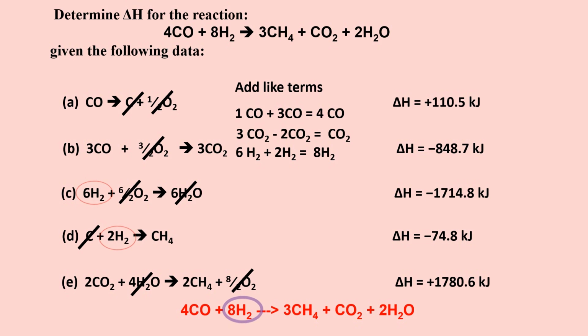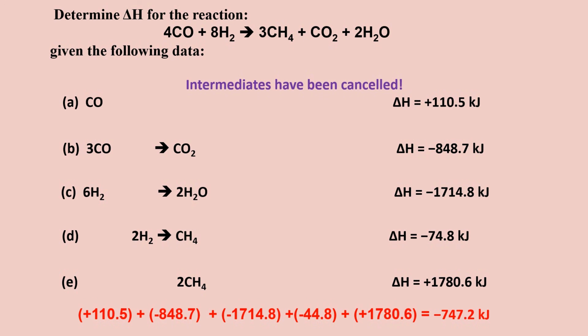Six moles of H2 plus 2 moles of H2 is equal to 8 moles of H2. And 1 mole of CH4 plus 2 moles of CH4 is equal to 3 moles of CH4. Now the intermediates have been canceled, which leaves us with the following results, where in equation A we only have carbon monoxide, CO, with a delta H value of plus 110.5 kilojoules.